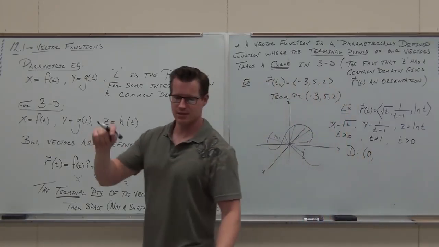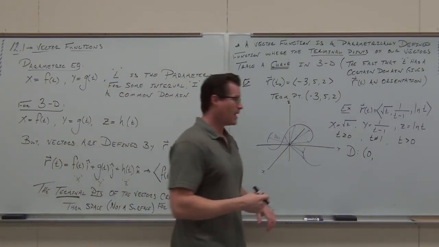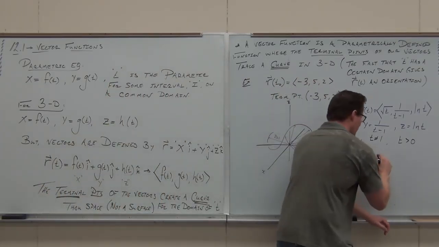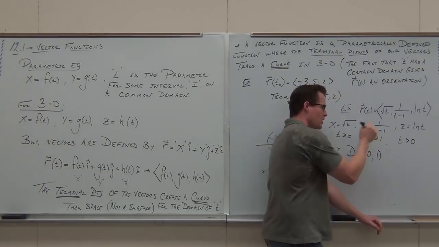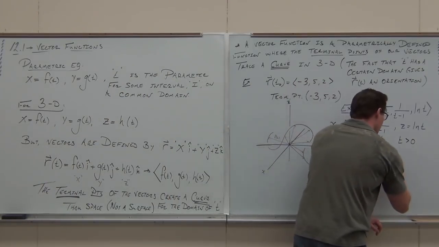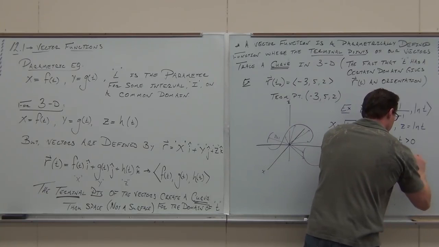Where do I go? What's the next point that I have to consider here? I can almost get to 1. Can I include 1? No, that's what that means. But then anything after 1 is fine.